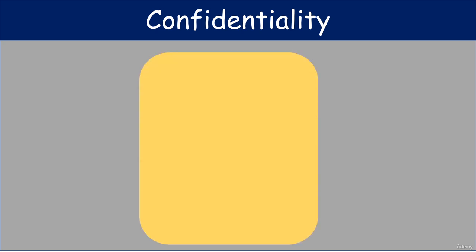Data encryption is a good example to ensure confidentiality. So here we have some tools of confidentiality, so now let's learn about them. So the first one that we have here is encryption.